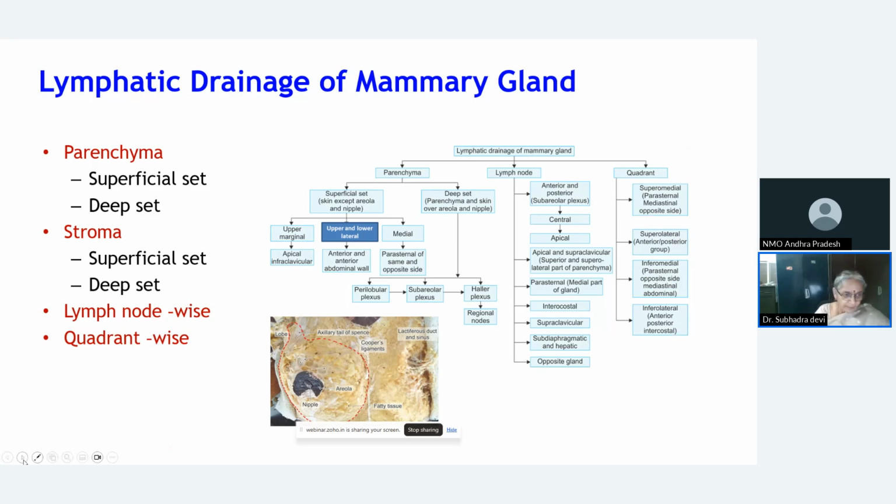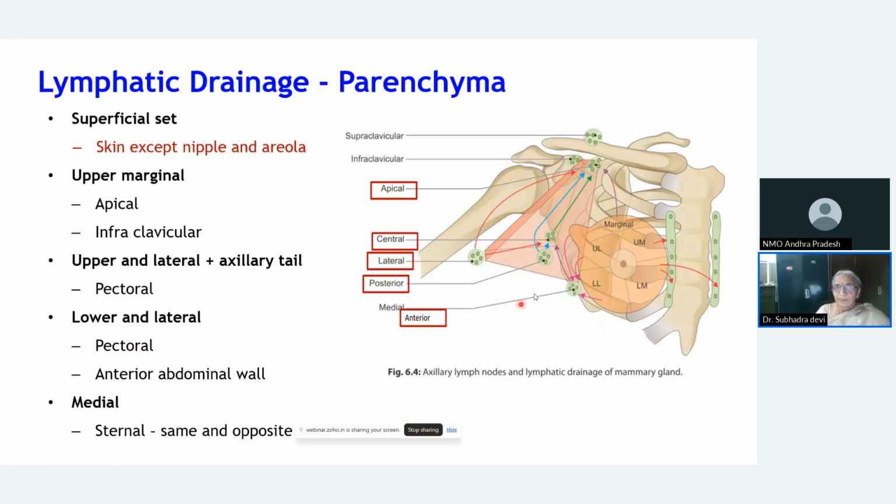I'm going to elaborate because I'm going to show them repeatedly. So the parenchyma, superficial set will drain the skin except the nipple and areola, they go separately. And this is upper marginal, they will go to the nearer ones, apical and infraclavicular. Upper and lateral plus axillary tail can go to the pectoral group of lymph nodes. You can see the arrows going there, and lower and lateral can go to the anterior abdominal wall also. And then the medial, they will go to the sternal group, same side and the opposite side. You can see the arrows, and you are seeing the mammary gland divided into 4 quadrants.